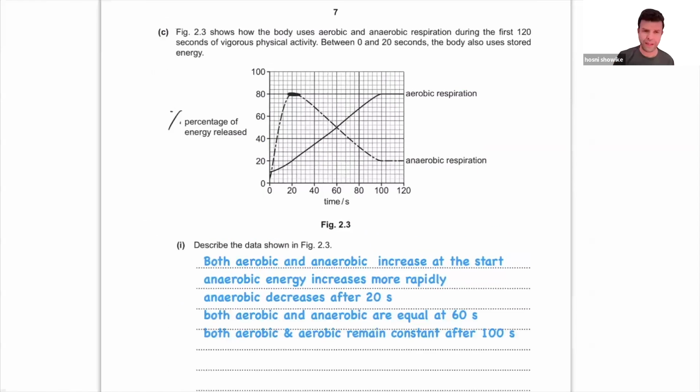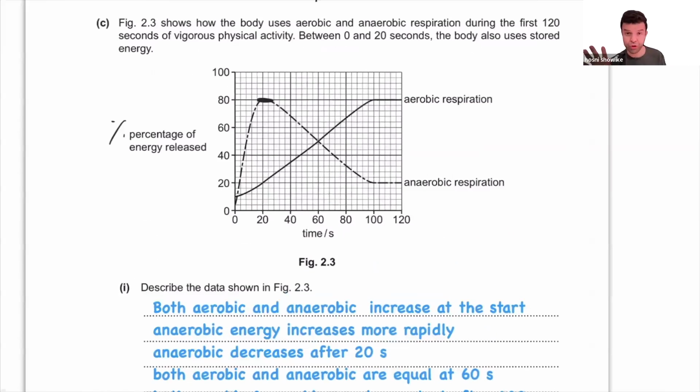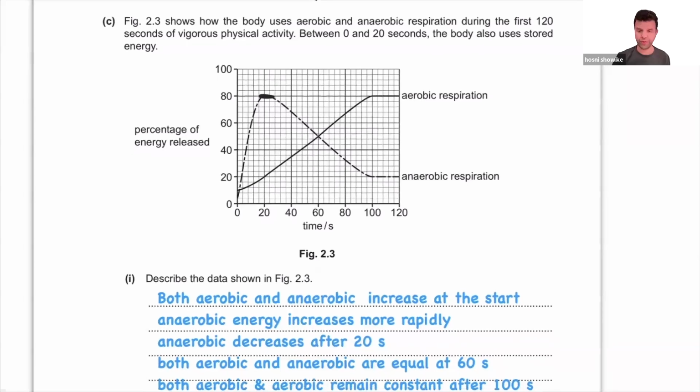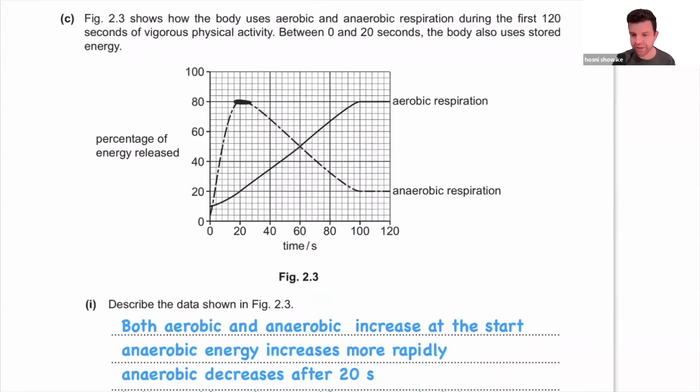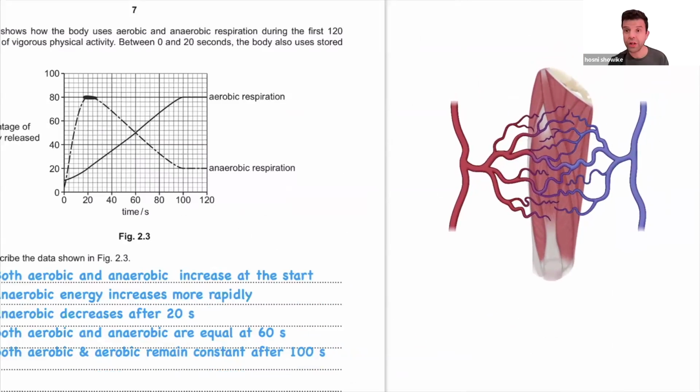I just want to explain to you how to describe. They didn't ask me to explain, but just for our information, because it's quite important. Look, the reason this athlete has increased his anaerobic is that at the beginning, the muscle would fail to get enough oxygen.